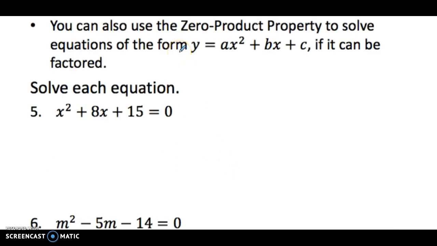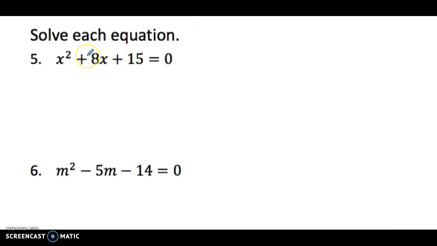The next problems, it says you can also use the zero product property to solve equations of the form y equals ax squared plus bx plus c if it could be factored. So the first thing you do and I ask you to solve each equation for these is you need to factor it first. Okay, so we learned about this last unit. To factor, you have to find the two numbers that multiply to give you 15, but add to give you 8. So think to yourselves, what two numbers are those? It's a terrible parentheses. I'm sorry, guys.